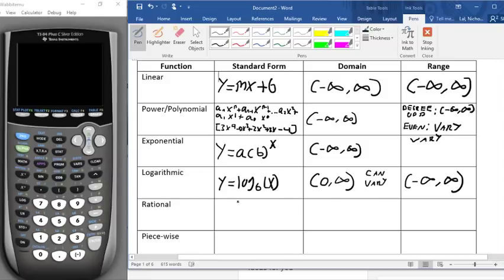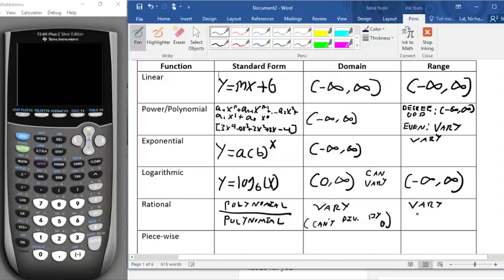The rational function is going to be equal to a polynomial over a polynomial, and the domain can vary because there are different values where we would divide by 0. So you can't divide by 0. And the range of a rational function is also going to vary because of horizontal asymptotes.